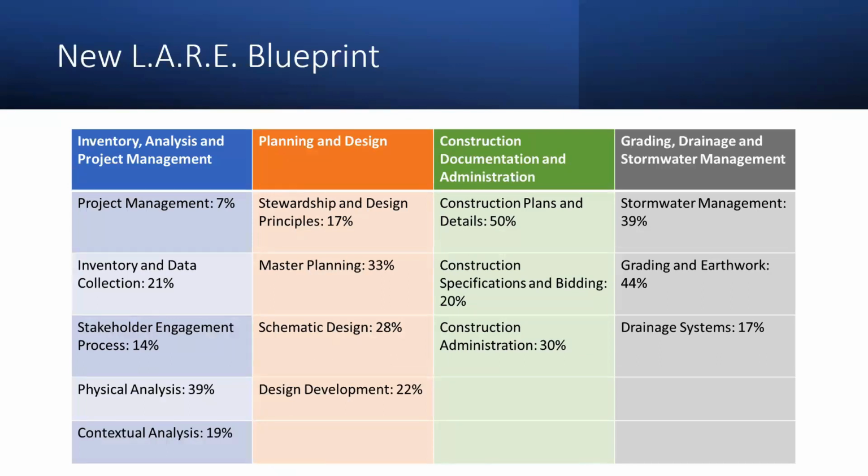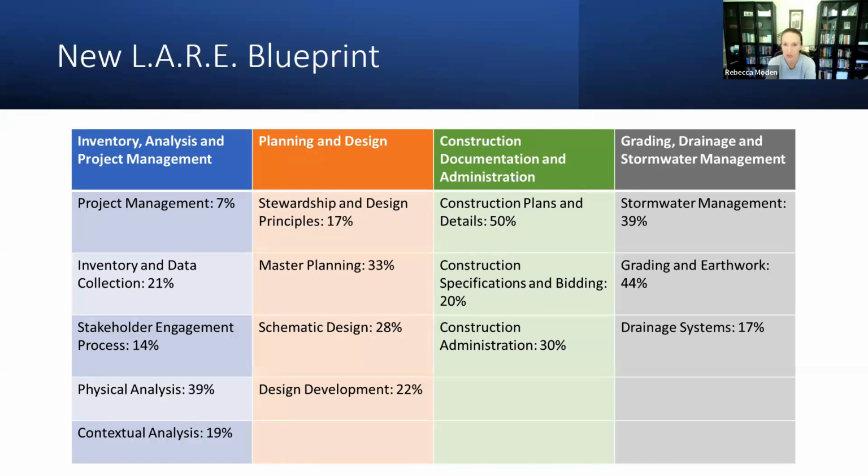Just another, if they expect to pass sections 2 and 3 by December, their understanding is that this test will count, and they will then take the new material for sections 1 and 4. Is that correct? If you take and pass 2 and 3, you'll get credit, or it'll count as part of the new blueprint. You'll have inventory analysis and project management complete, and planning and design complete. And then you would need to take construction documentation and administration, and grading, drainage, and stormwater management. That's correct.